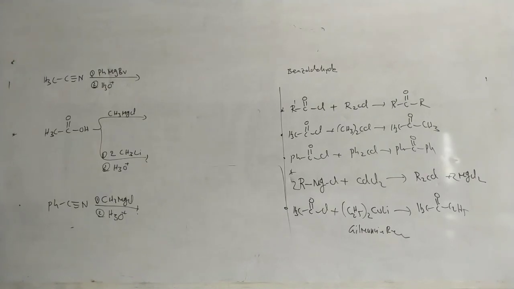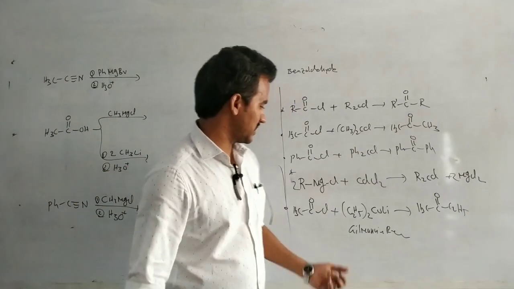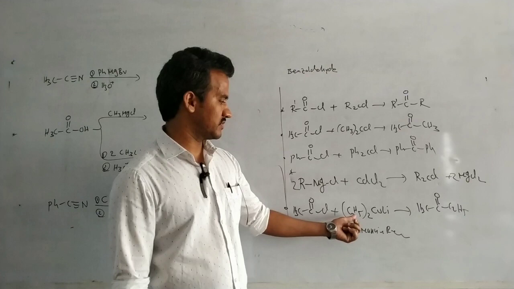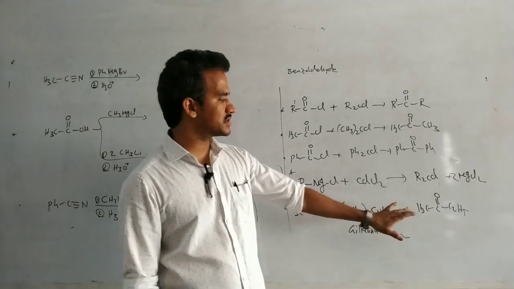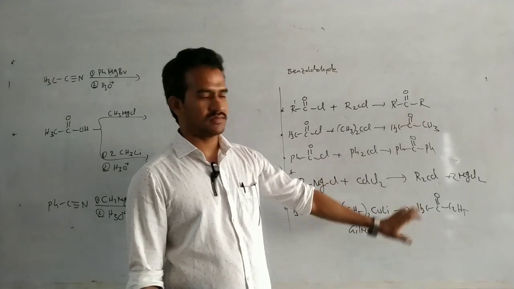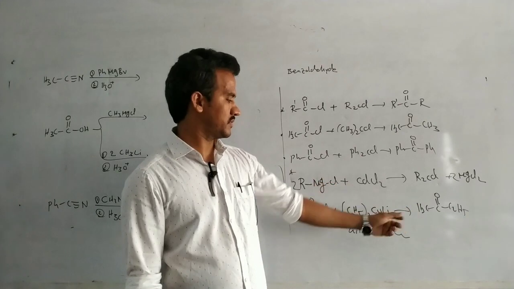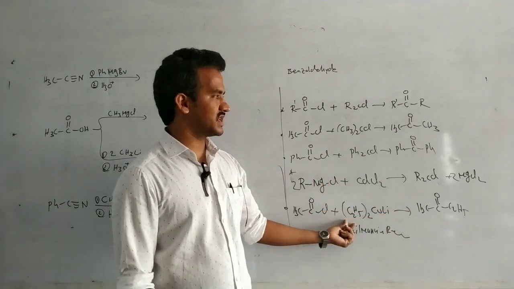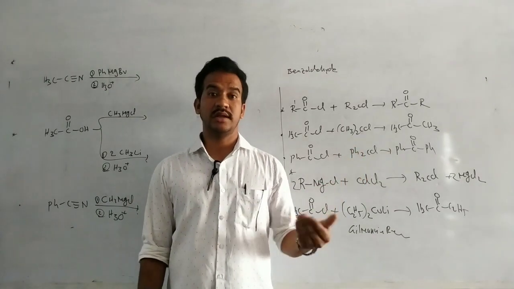Finally, these are the reactions. With Gilman's reagent, the Cl is replaced by the ethyl group. That's it. This reaction stops at the ketone stage. It's a very important point, because Gilman's reagent and dialkyl cadmium are less reactive than the Grignard reagent.